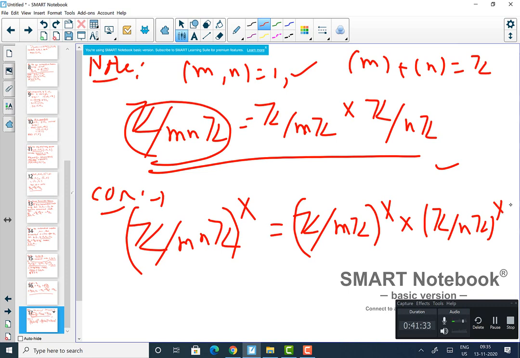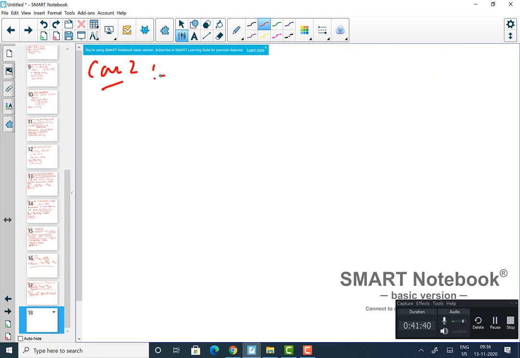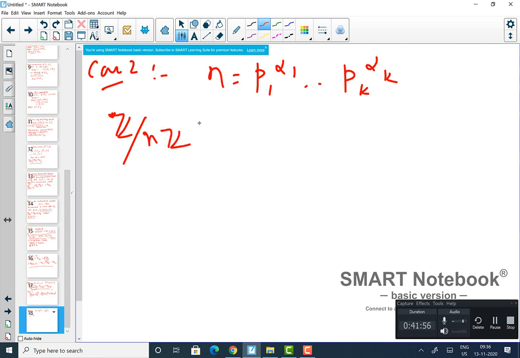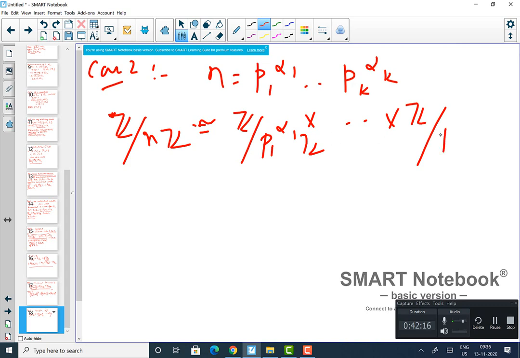Okay, and then obviously in general, if you write down, say, corollary 2: if you write n equal to p1^alpha1 up to pk^alphak, where these p1, p2 are distinct primes, then you can write Z mod n as isomorphic to Z mod p1^alpha1, and so on. Now you recall this was one part of the fundamental theorem of finite abelian groups, if you remember.